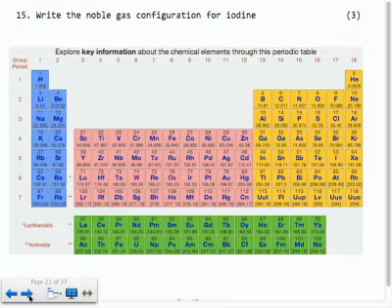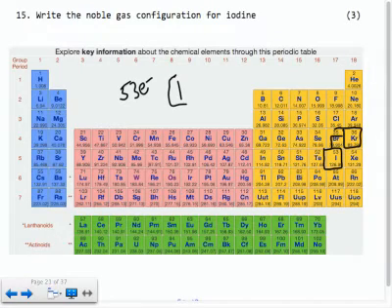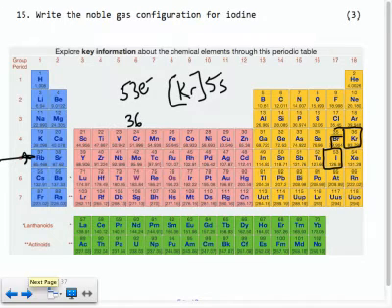Okay, the noble gas configuration for iodine. Iodine is the letter I, which is down here. It's element number 53. We're going to go up one row, and we just have to go over one block. We're going to use krypton again as our noble gas, which means iodine is in the 5th row. 5s comes next. And we need to get from 36 for krypton up to 53 electrons for iodine.